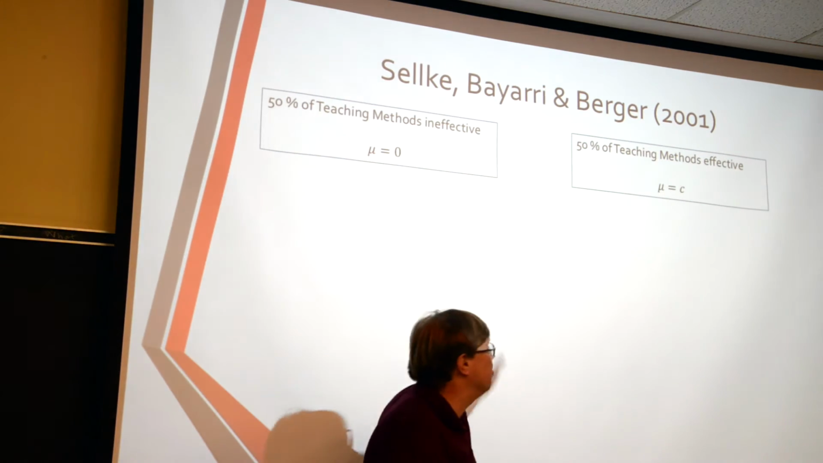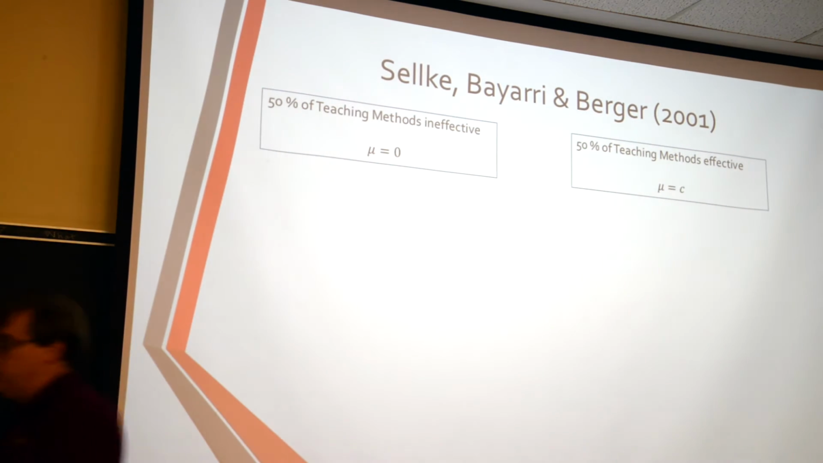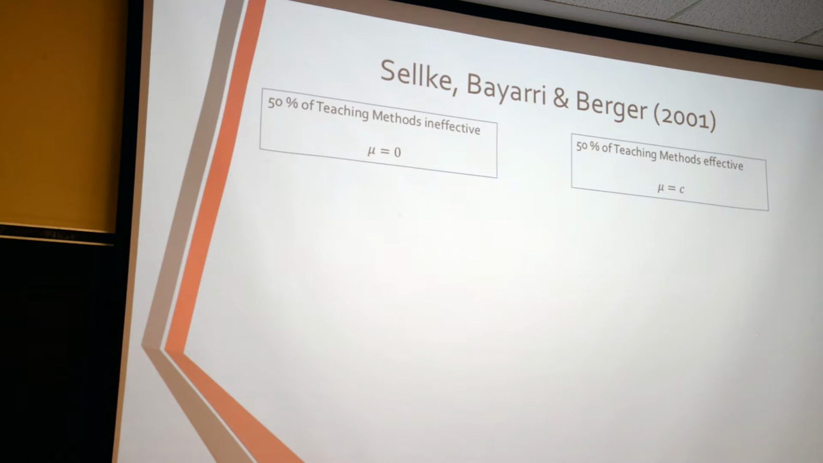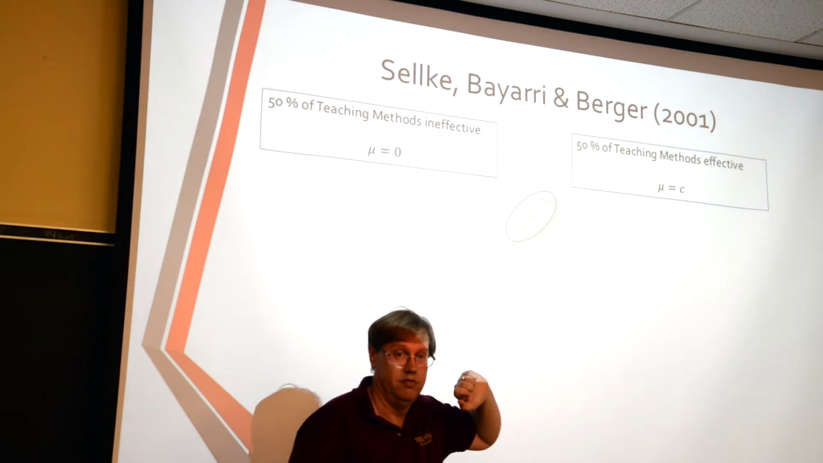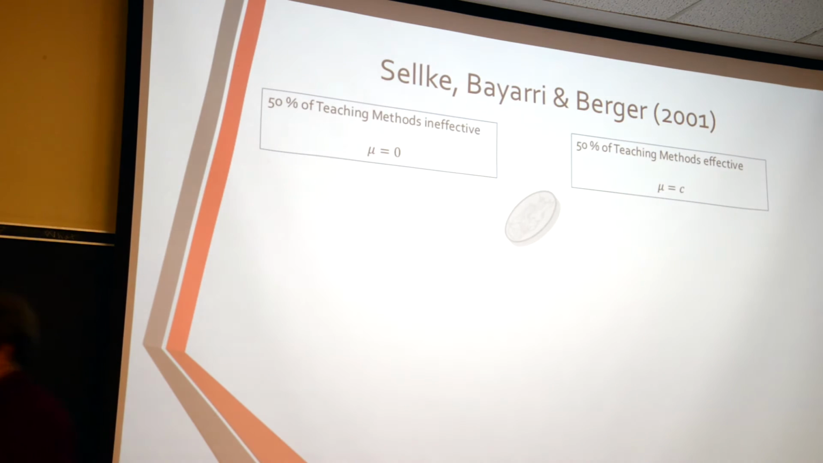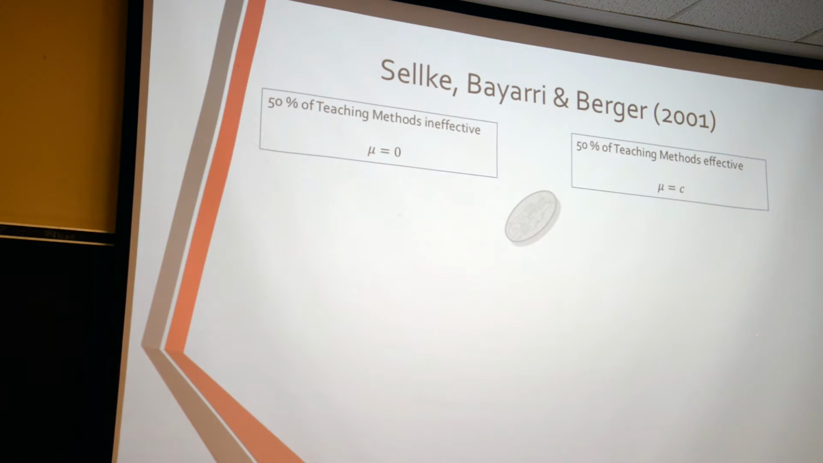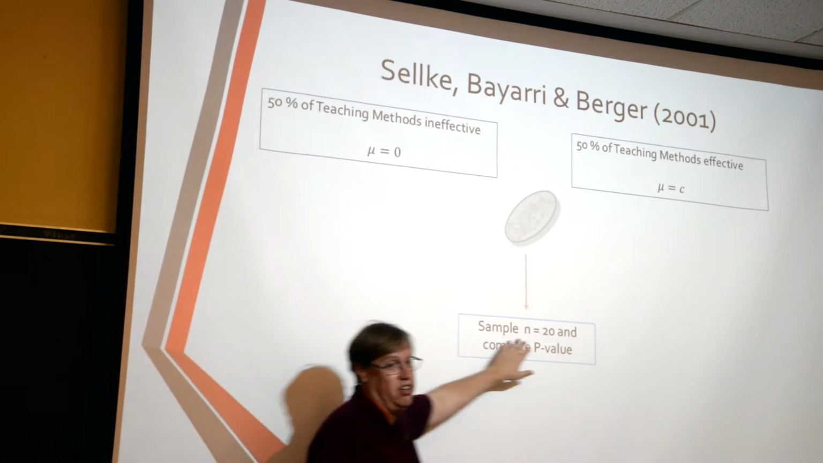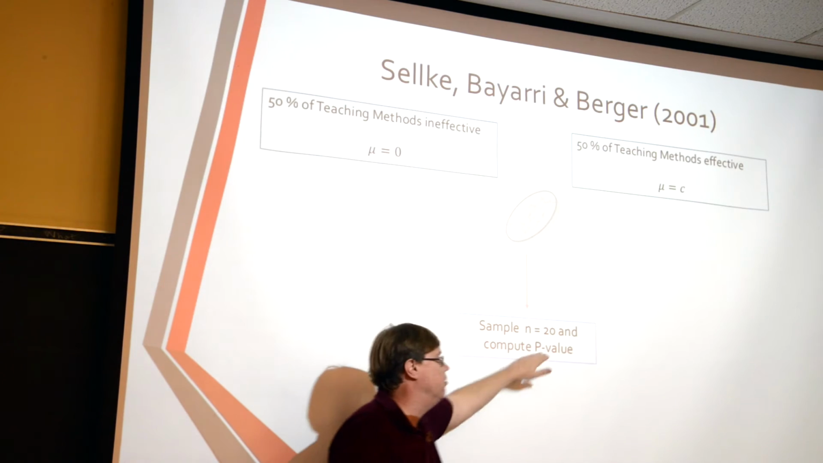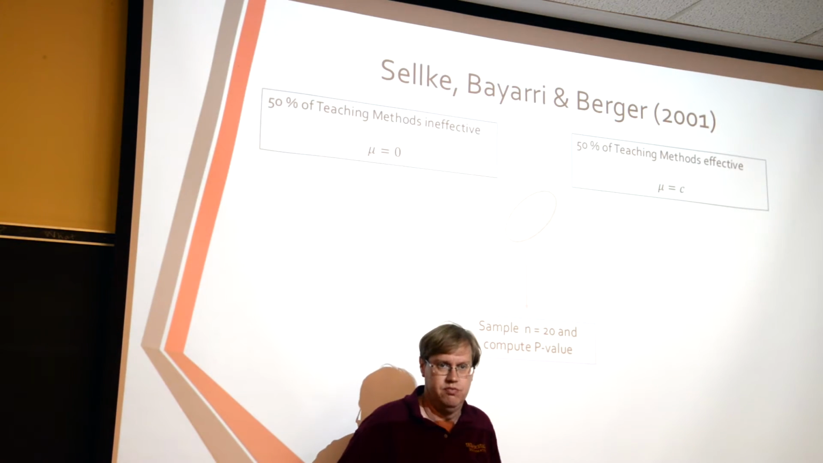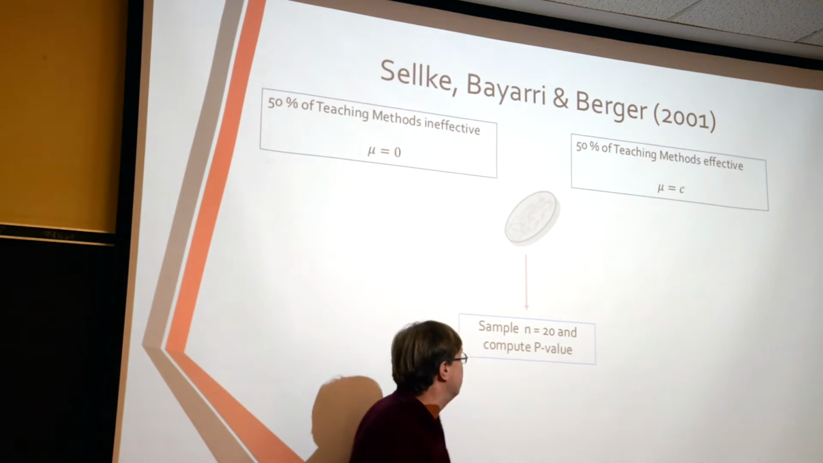In our simulation, what we're going to do is flip a coin. And the coin flip is going to determine whether we get an ineffective one or an effective one. Then, I'm doing this via simulation. We're going to sample, and I'm just doing n is equal to 20. All of my sample sizes are going to be n is equal to 20. I'm going to gather my data, I'm going to compute the p-value just like I've shown you. Okay, so this is exactly what I've done before.